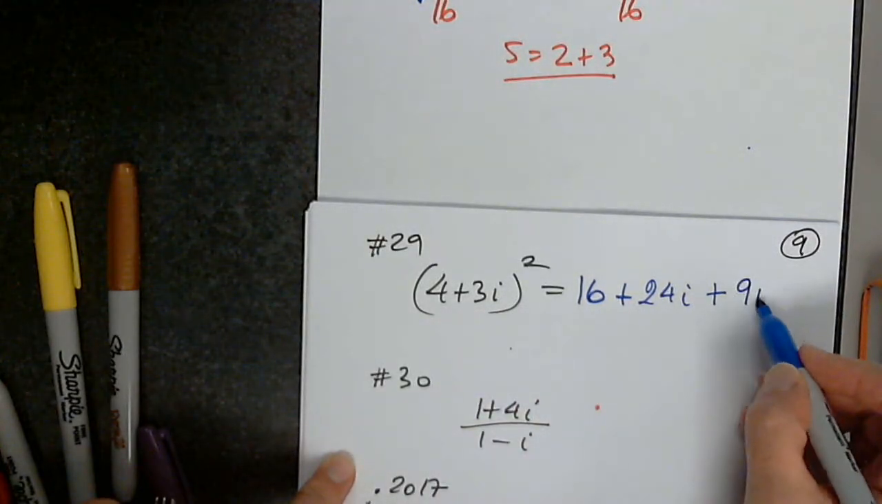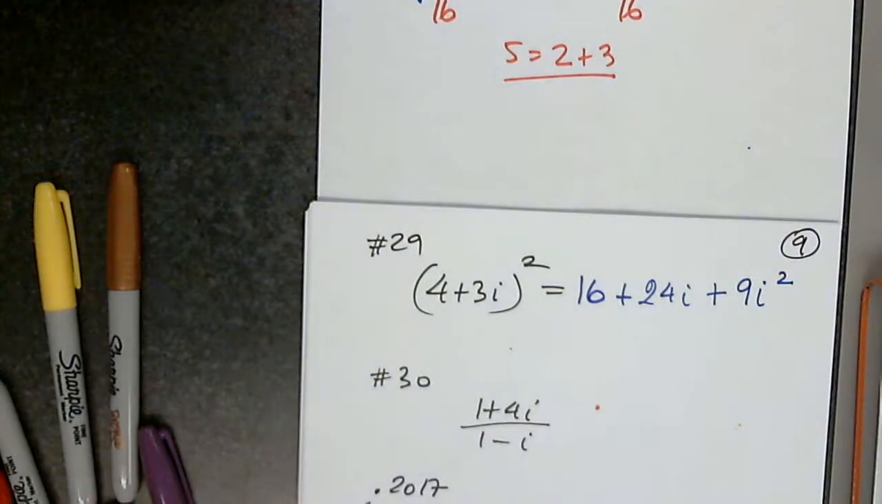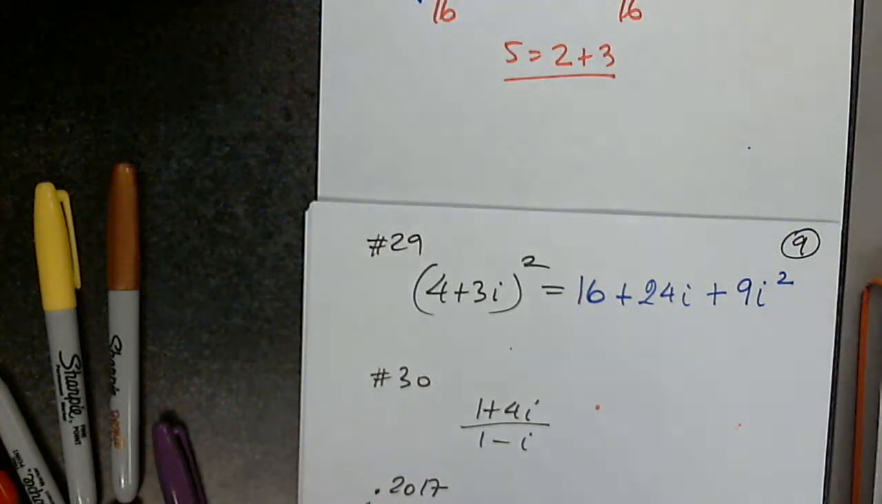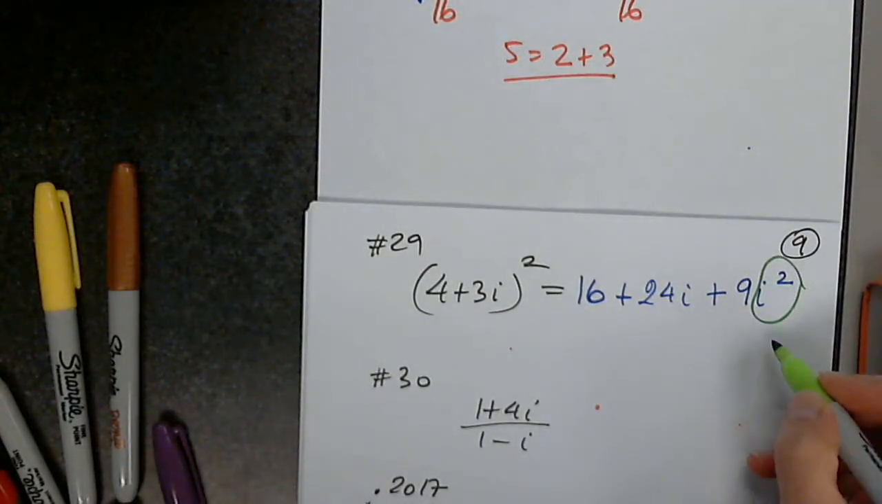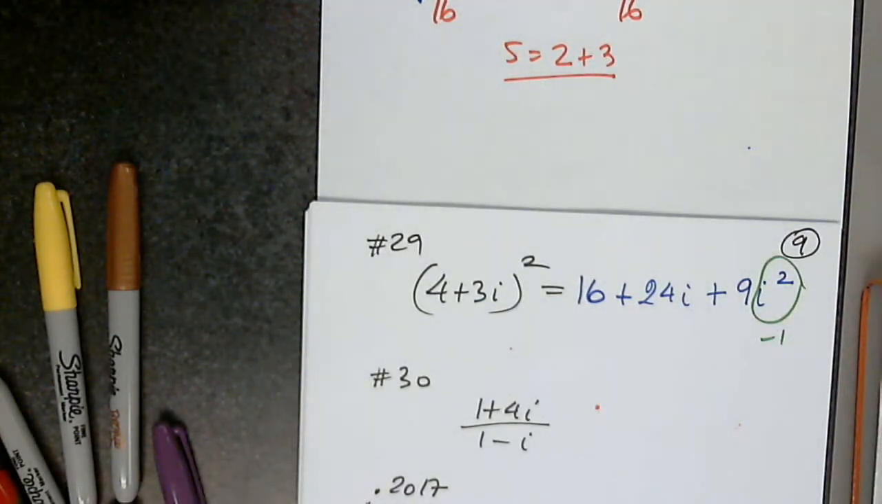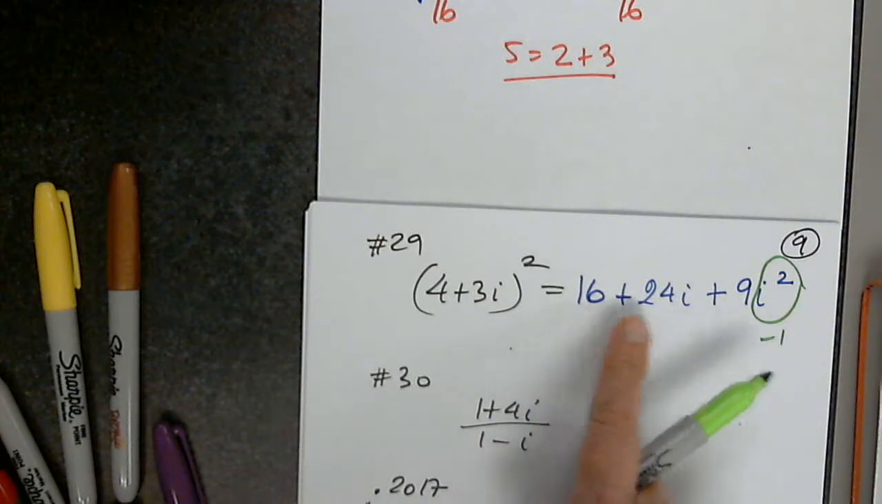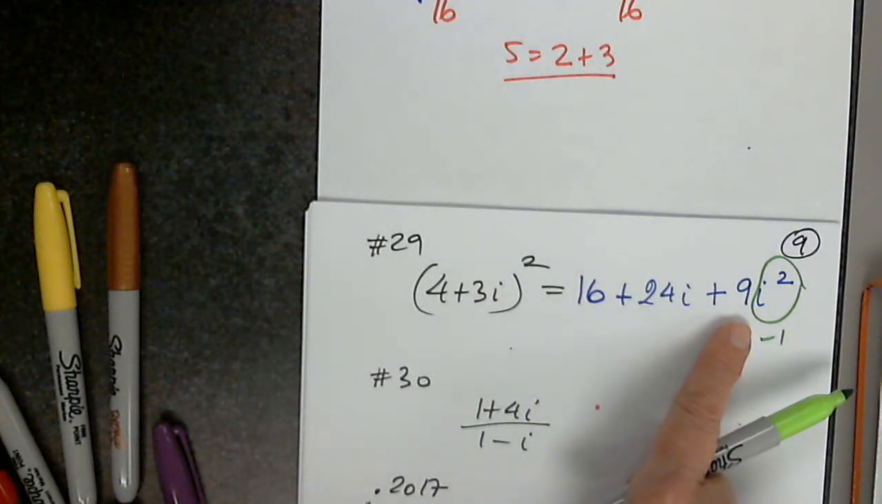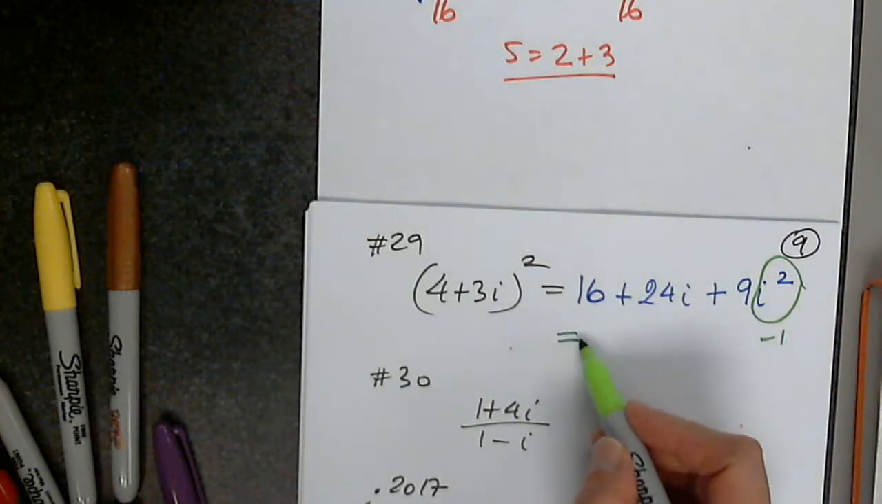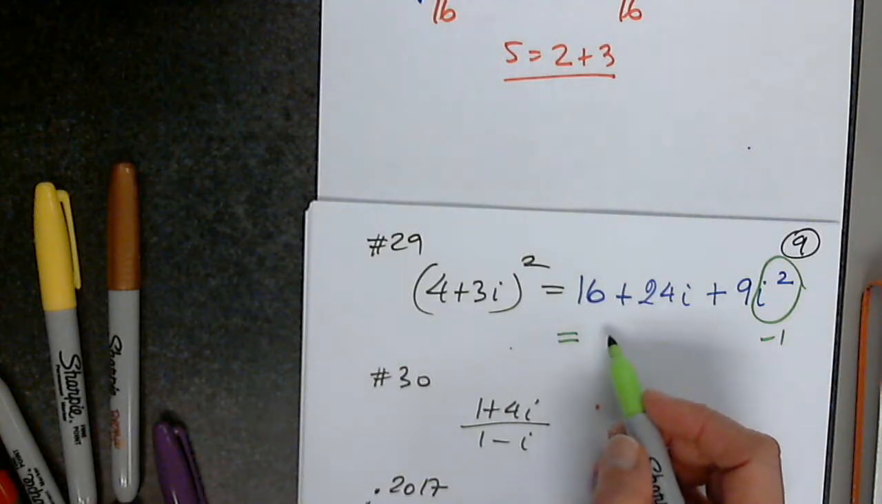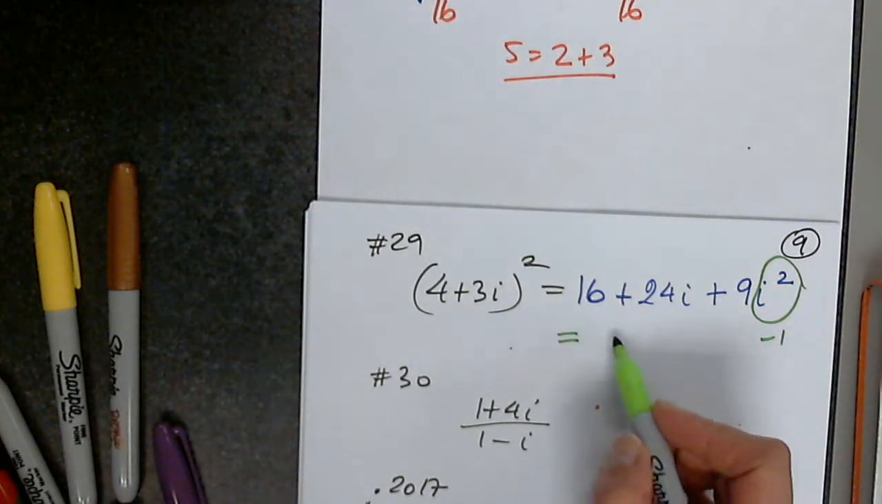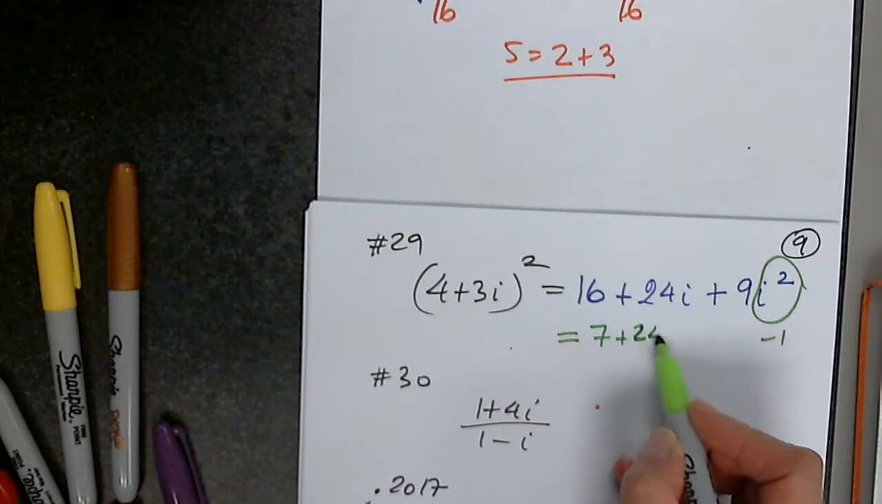Right, but I have to write 9i squared. So 3i times 3i, so 9i squared. What do I know about i squared? -1. 9 times -1 is -9. 16 minus 9. You have $16, you give me 9, so it's 7 plus 24i.